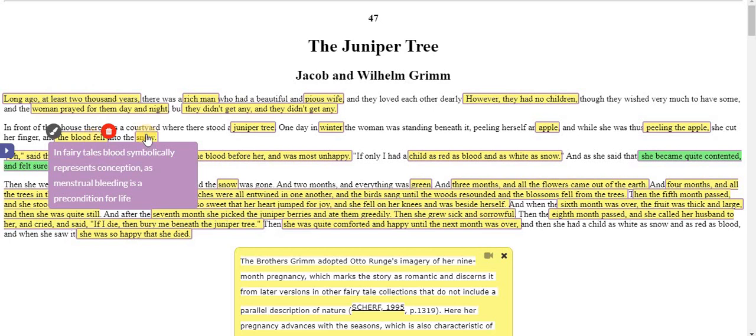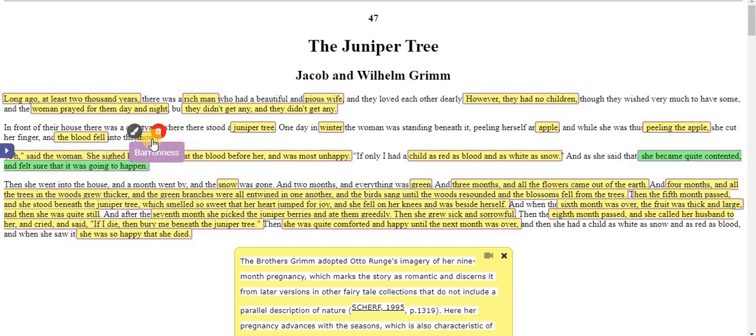So she cut her finger and the blood fell into the snow. Again, the snow here indicates barrenness. The falling of blood may indicate the process of conception, that the woman conceived, or it might indicate that she was a menstruating woman, or she had the onset of menstruation. Both meanings are possible here. "Oh," said the woman. She sighed and looked at the blood before her and was most unhappy. Again, these lines indicate that this might have been menstruation, that the woman had the onset of menstruation.